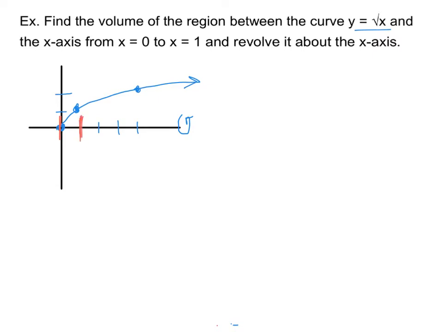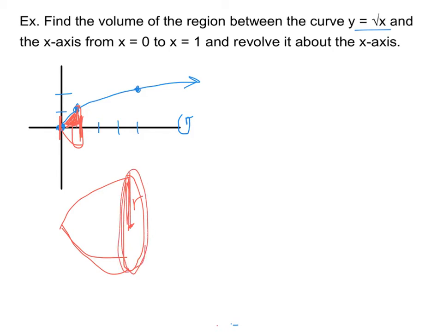Okay, so I'm looking at this area right here, and I want to revolve that around the x-axis. So it's going to look something like this. I'm going to make it a little bit bigger, right? Okay, so the radius here is circular, because it's going all the way around. The radius is going to be different each time. Here's the x-axis. So it's going to be this sometimes, this sometimes, this sometimes.